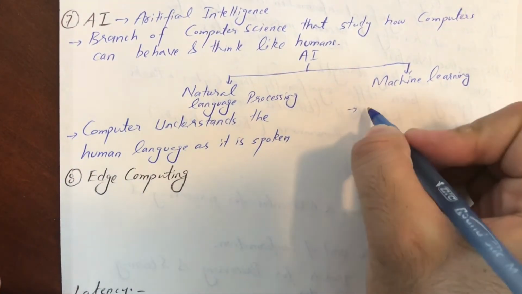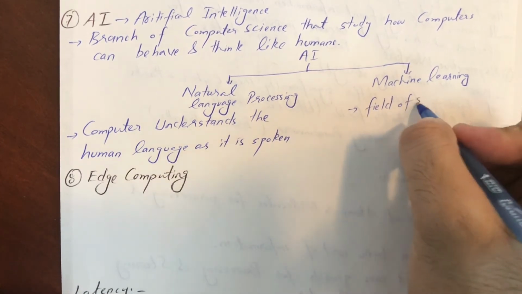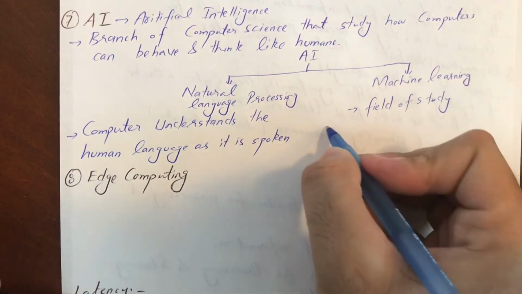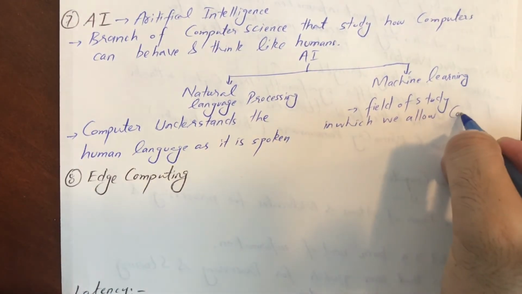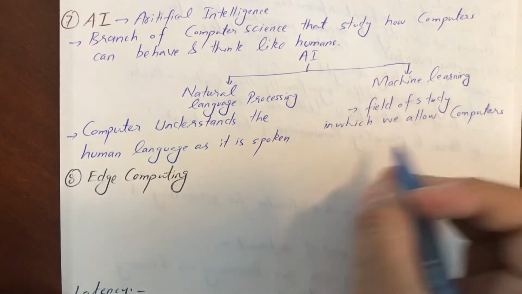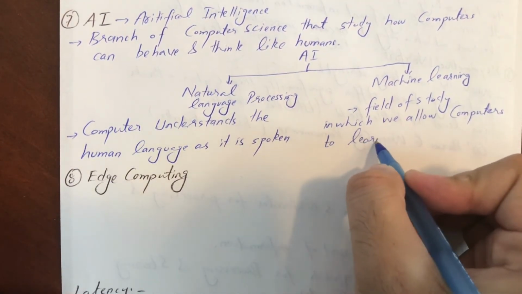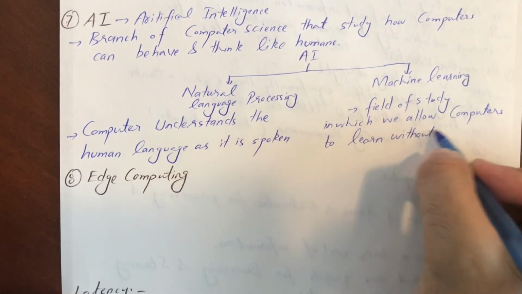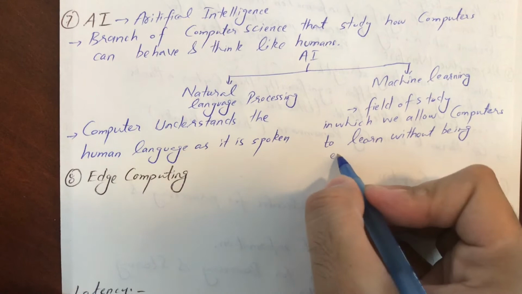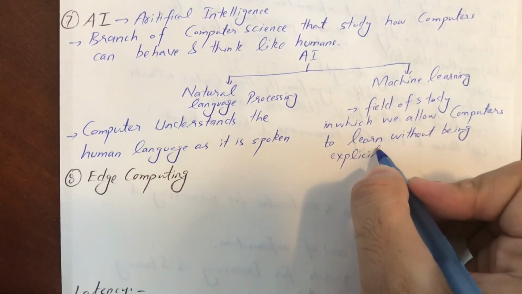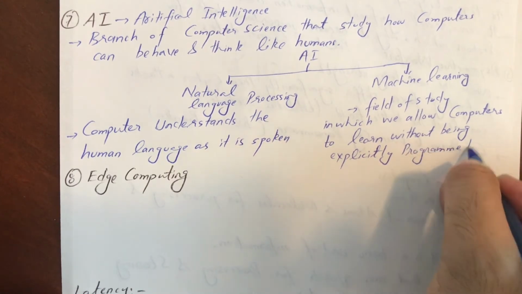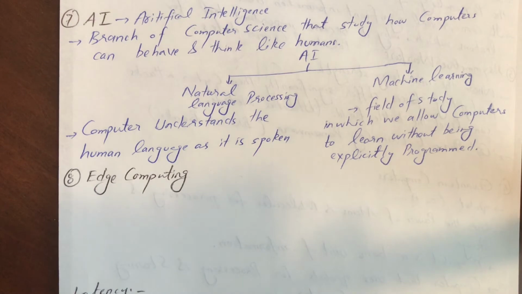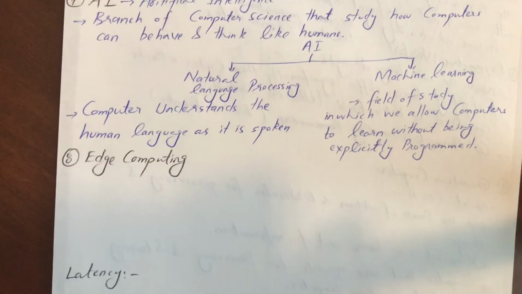While machine learning is a field of study in which we allow computers or machines to learn without being explicitly programmed. So without being programmed, the computer can learn from past experiences or from the practices which the designer can provide to the computer and stuff like that.